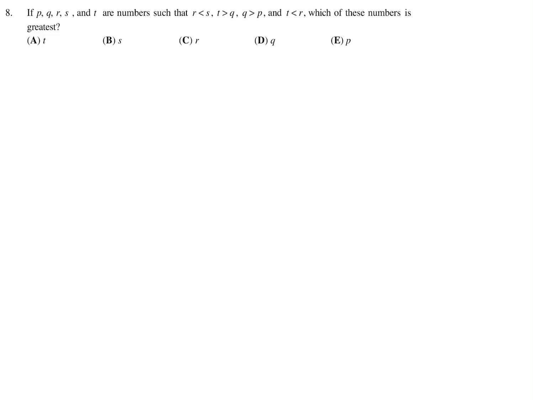P, Q, R, S, and T are numbers such that R is less than S, T is less than Q, T is greater than Q, Q is greater than P, and T is less than R. Which of these numbers is the greatest? Okay, let's go with this one by one. R is less than S. Okay, that's our first one. T is greater than Q.